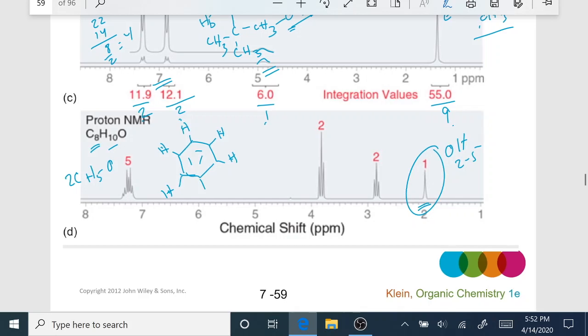So here we have a triplet and a triplet. So what does that mean? Two hydrogens with two neighbors because it's a triplet, and two hydrogens with two neighbors. So one of these is a CH2 connected to another CH2. So that's CH2, CH2, OH. So that's our molecule.